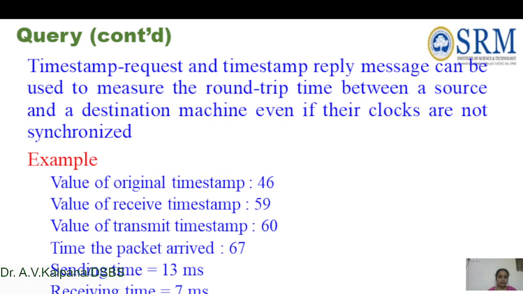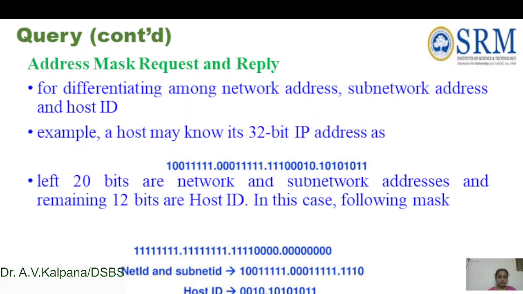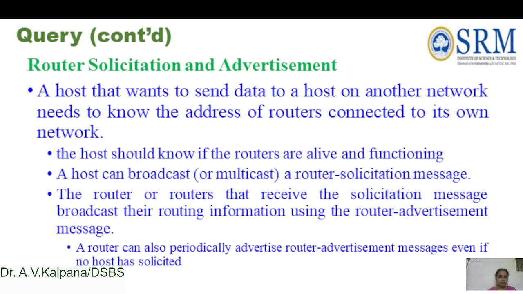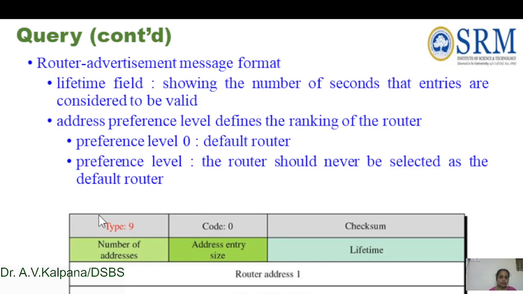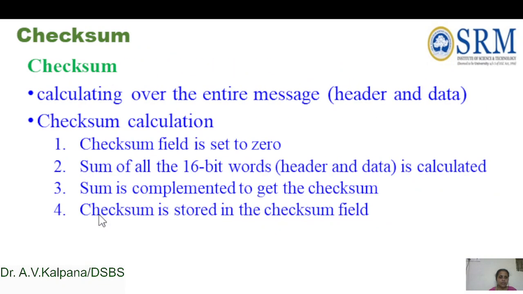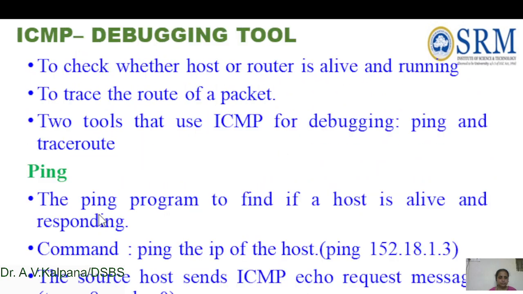And the remaining is router solicitation and advertisement. If a host wants to send data to a host on another network, it needs to know the address of routers connected on its own network. So in that case it sends a solicitation and the routers respond with an advertisement message so that it can find the routers. The type is 10, and the checksum is used for error detection.